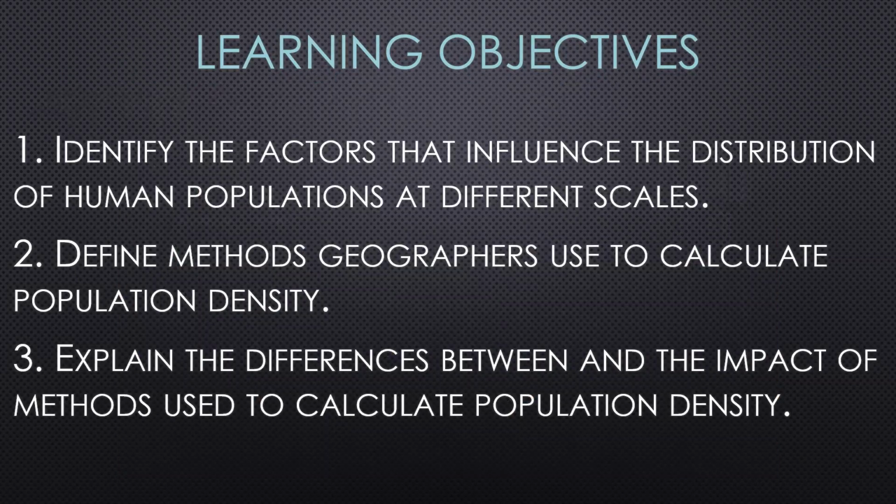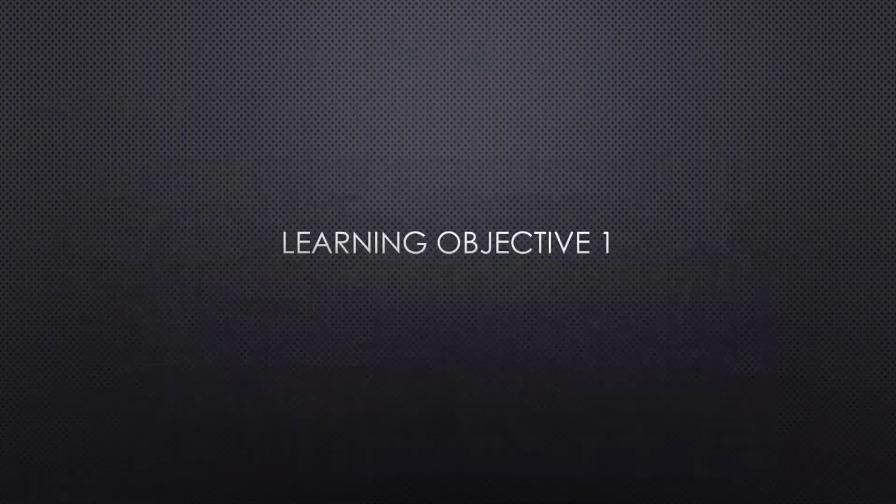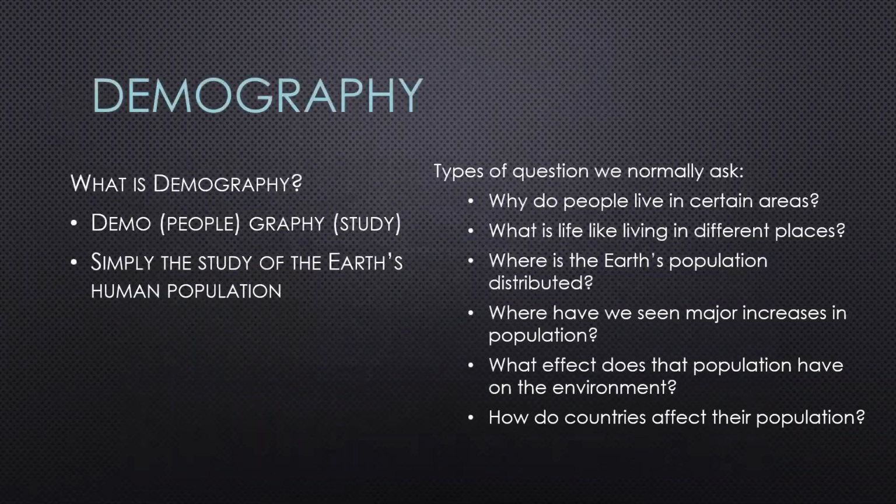Okay, and a couple of the learning objectives. So take a look at those. I'm not going to read those off, but we'll be talking about factors that influence distribution of human population. We'll be talking about different population densities, and we're going to be talking about the impact and consequences of population density. All right, so the first learning objective.